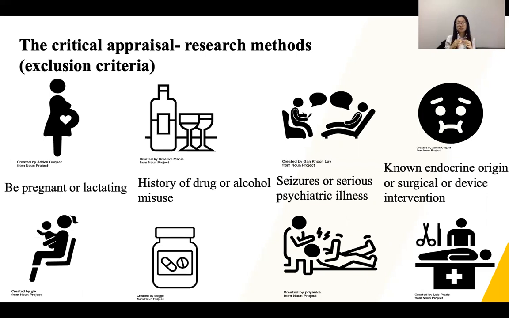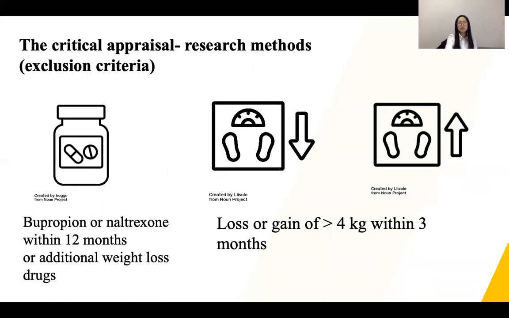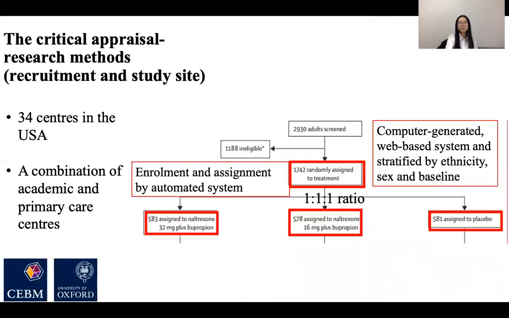There are several exclusion criteria. The women are pregnant or lactating. The participants have a history of drug or alcohol misuse, have seizure or serious psychiatric illness, have had no endocrine region or surgery intervention, or have taken bupropion or naltrexone within 12 months, or taken any additional weight loss medicine, or weight loss or weight gain of more than 4 kilograms within 3 months.